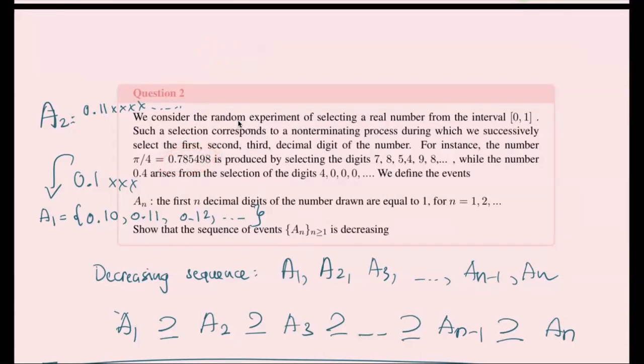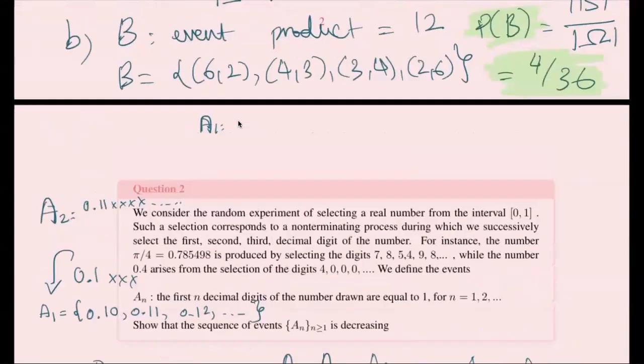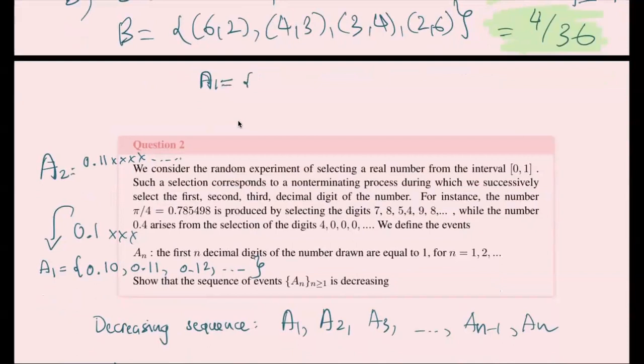Yeah. And then you would have A1 by the definition here. If I copy this definition and instead of n, I use 1, the first 1 decimal digit of the number drawn is equal to 1. So it would consist of all the numbers of the form 0.1 something, right? Because for all those numbers, the first decimal digit is 1.